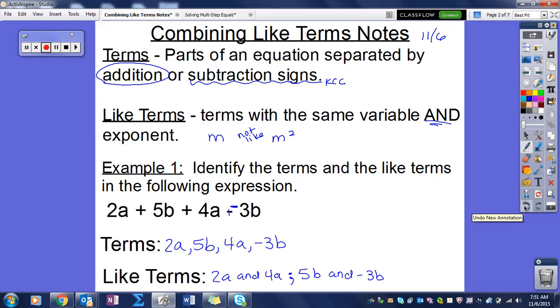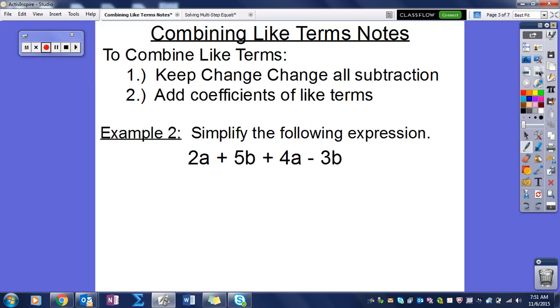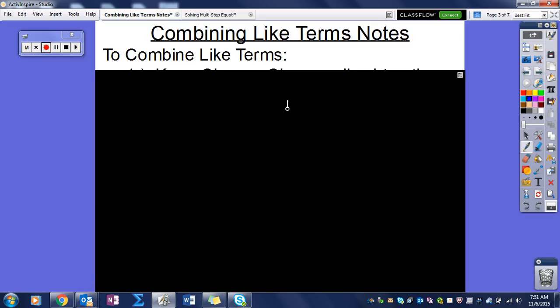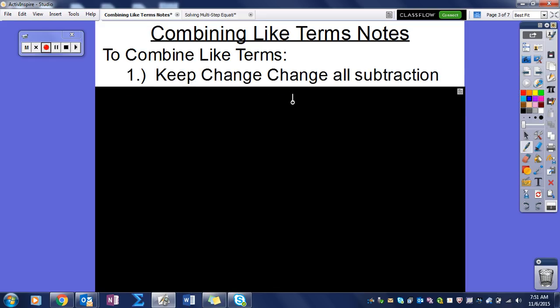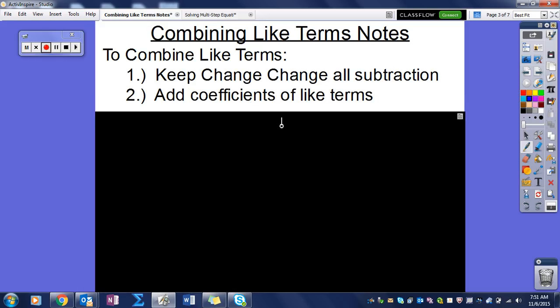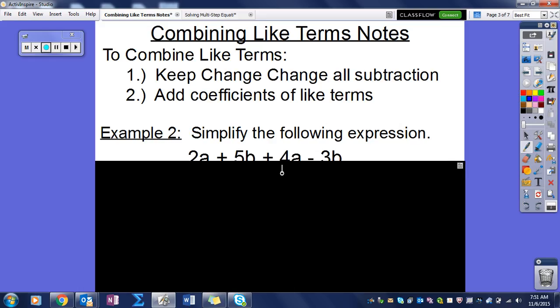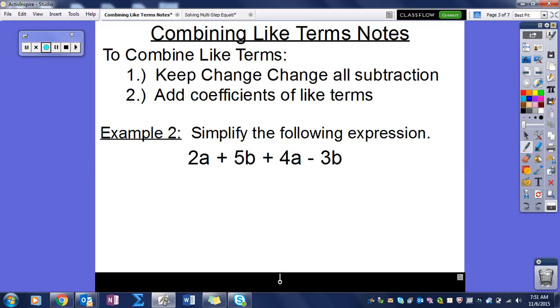Now let's move on to example 2. Example 2. We need to talk about combining like terms. So in order to combine like terms, we need to follow 2 steps. The first step is we're going to do keep, change, change to all subtraction first. Then we're going to add the coefficients of like terms. So example 2 says simplify the following expression. It's the same expression we just did.